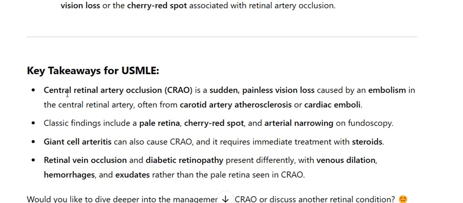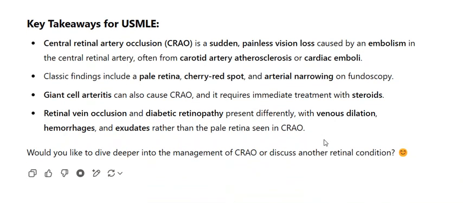Key takeaways for USMLE. Central retinal artery occlusion, CRAO, is a sudden, painless vision loss caused by an embolism in the central retinal artery, often from carotid artery atherosclerosis or cardiac emboli. Classic findings include a pale retina, cherry red spot, and arterial narrowing on fundoscopy. Giant cell arteritis can also cause CRAO, and it requires immediate treatment with steroids.